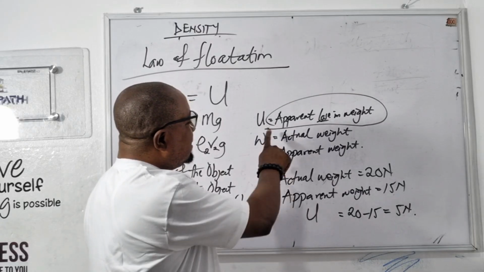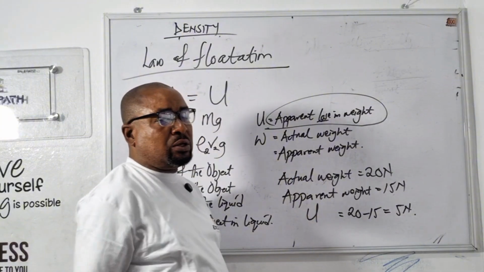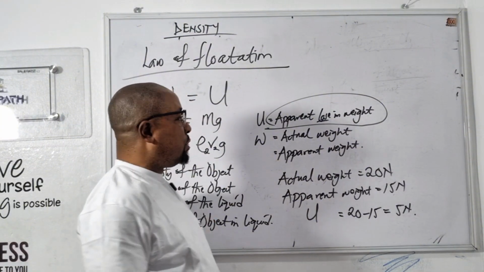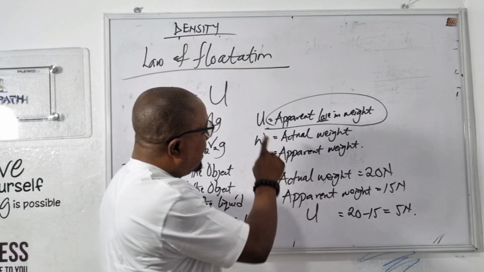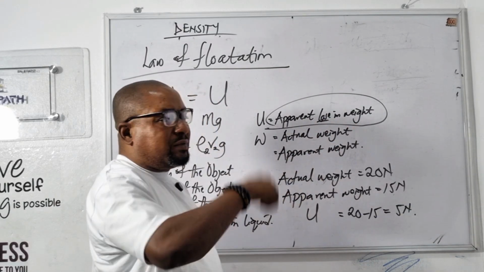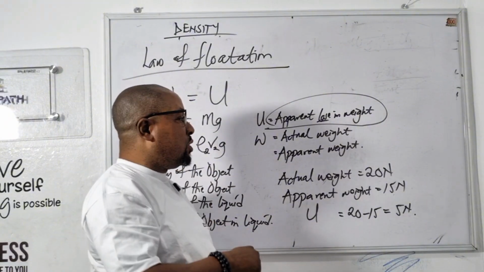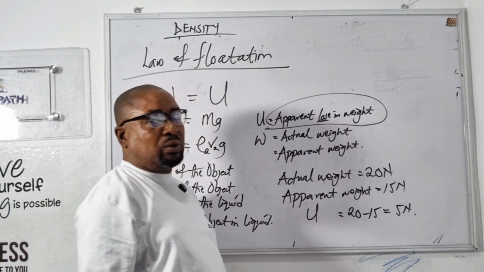So let's remember the difference between upthrust, actual weight, and apparent weight. Upthrust is the apparent loss in weight. Apparent weight is the weight of that object inside the liquid.